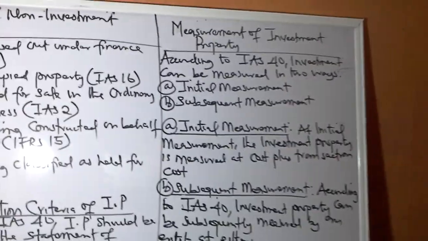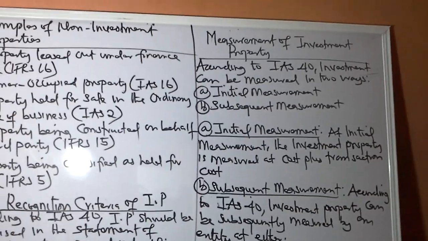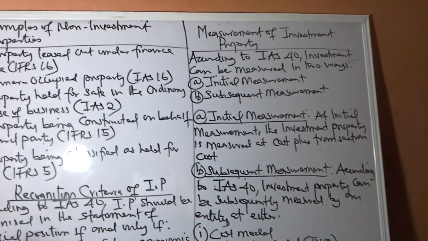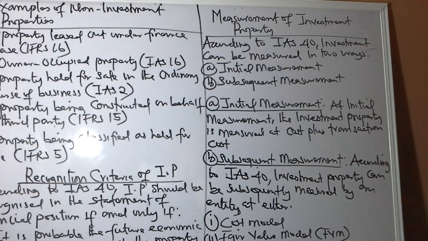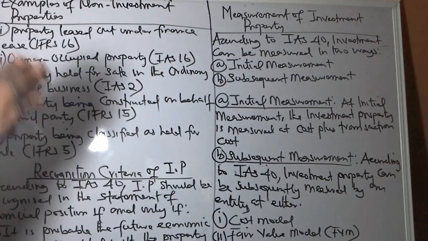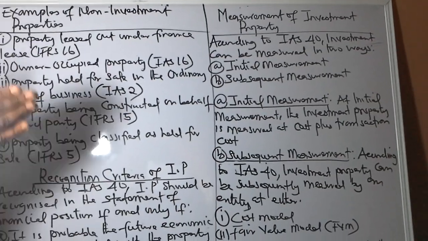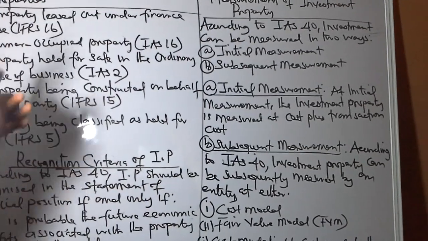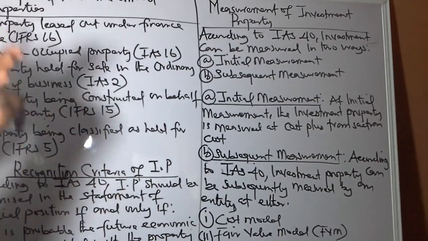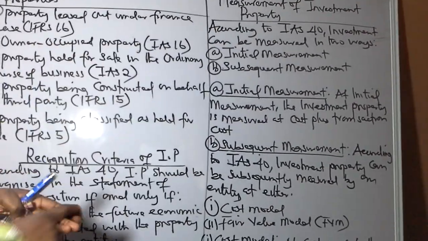Next now, measurement of investment property. Measurement. According to the conceptual framework, measurement is the process of determining the monetary value of an element of financial statement. Is that clear? Now, when we say elements of financial statement, they are just 5. 1 is equity, 2 liability, 3 asset, 4 income, 5 expenses. So we are talking about asset now.